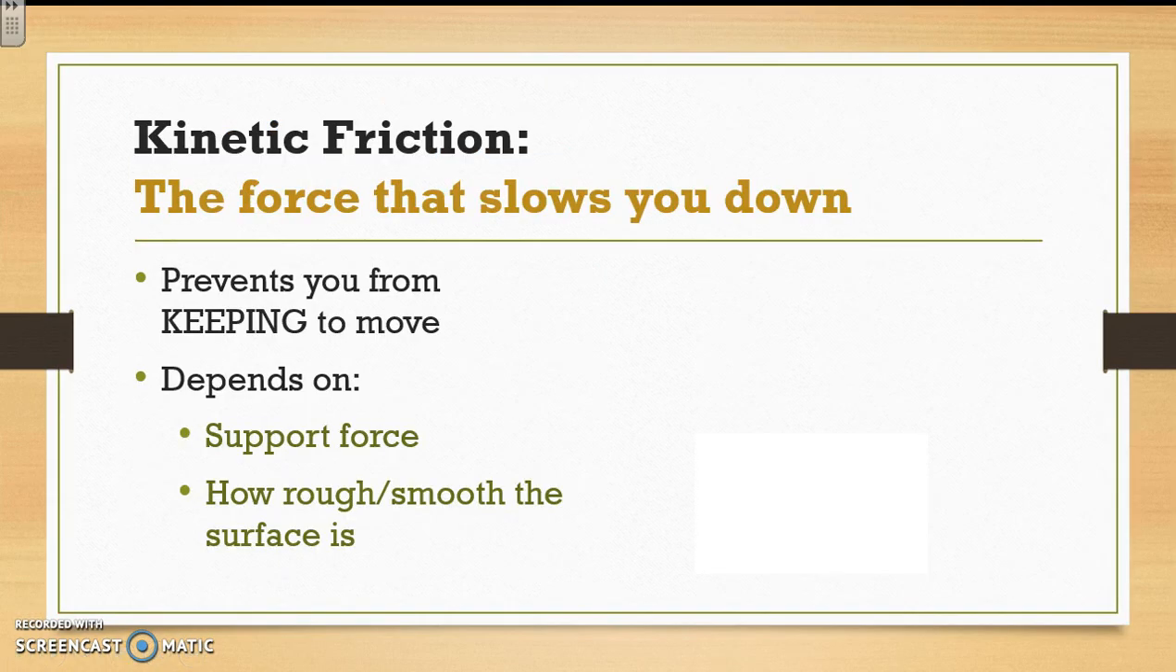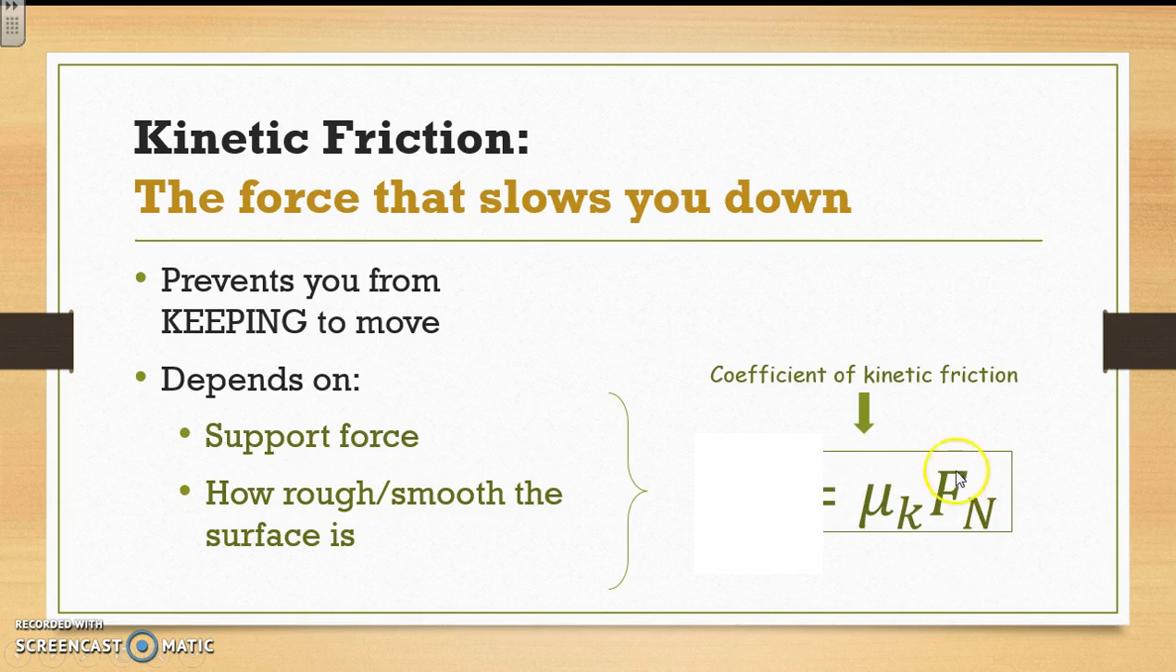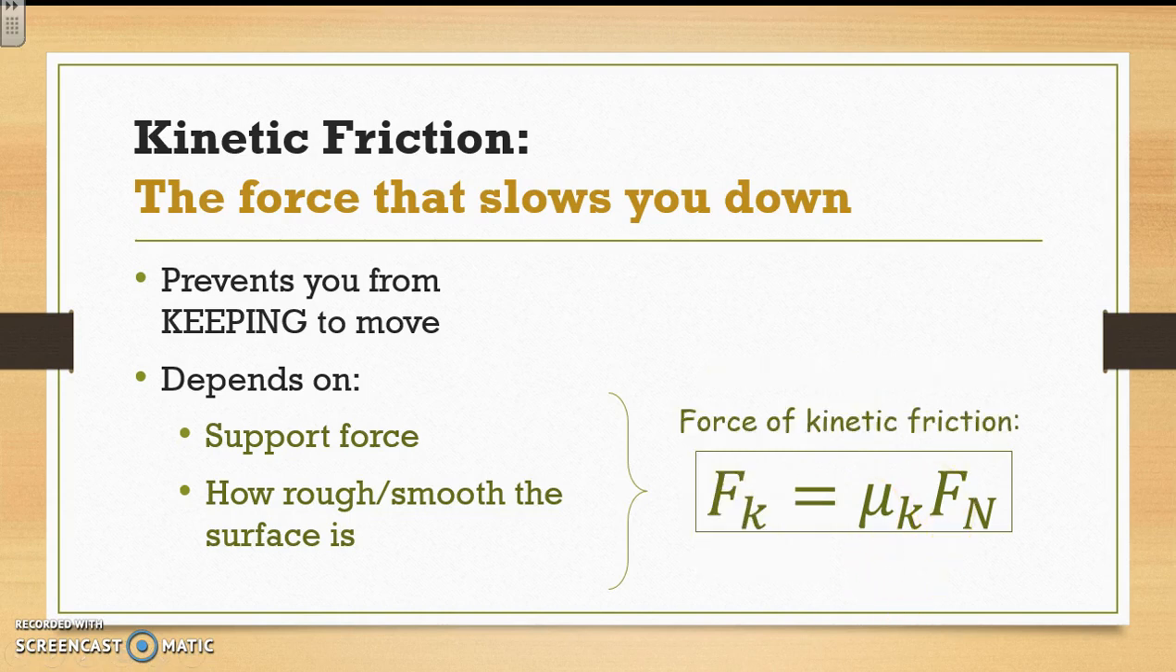Now let's put it all together. How to find kinetic friction, the force that slows you down, the force that prevents you from continuing to move. We need the support force, and we need how rough or smooth the surface is, now known as the coefficient of friction. Let's put them together. Support force is the normal force. Coefficient of kinetic friction, how smooth or rough the texture is. Put them together, we have the force of kinetic friction. Write down your formula, put a box around it.